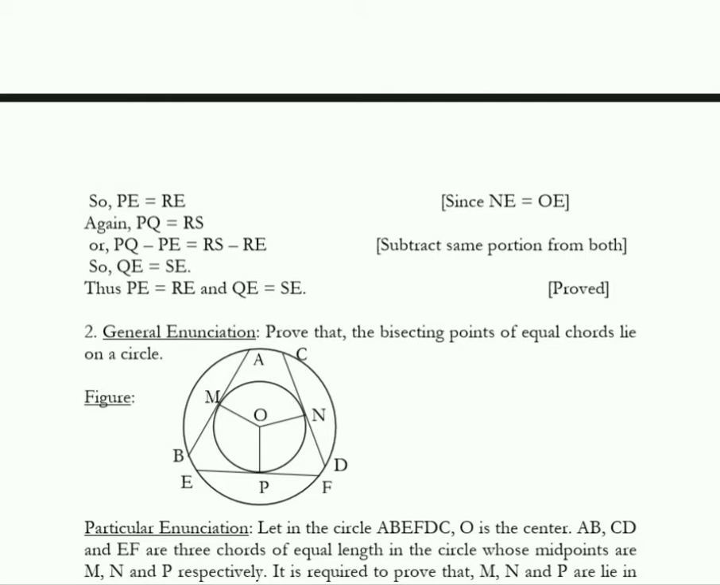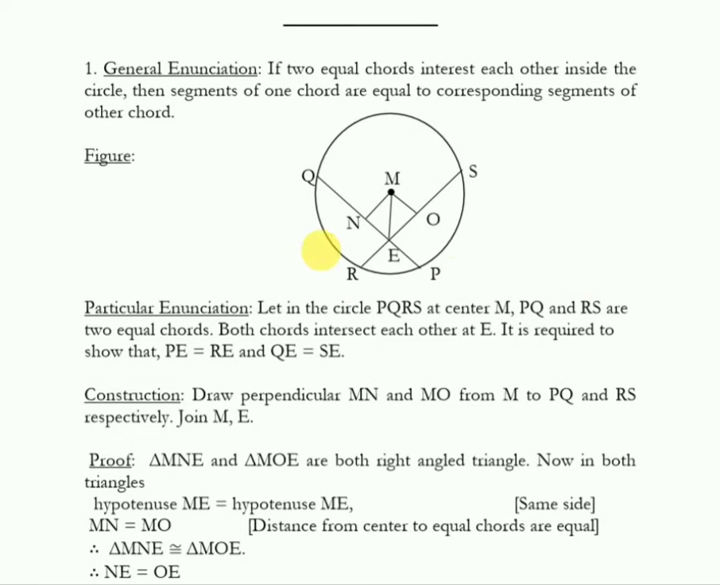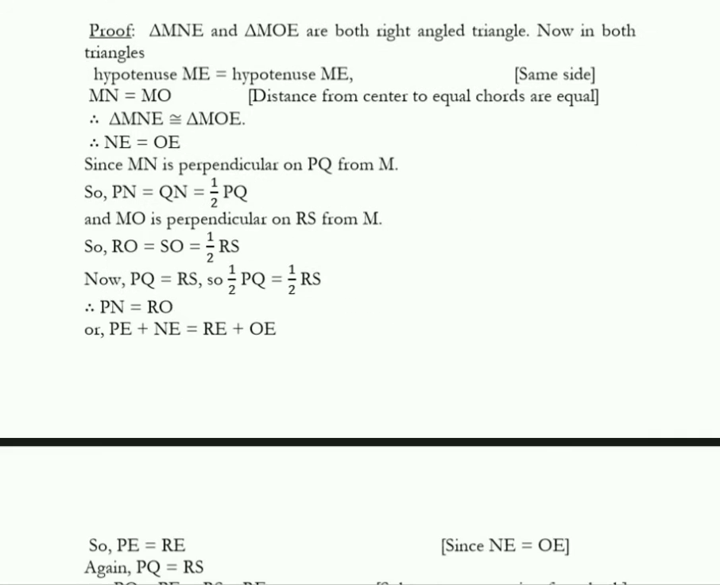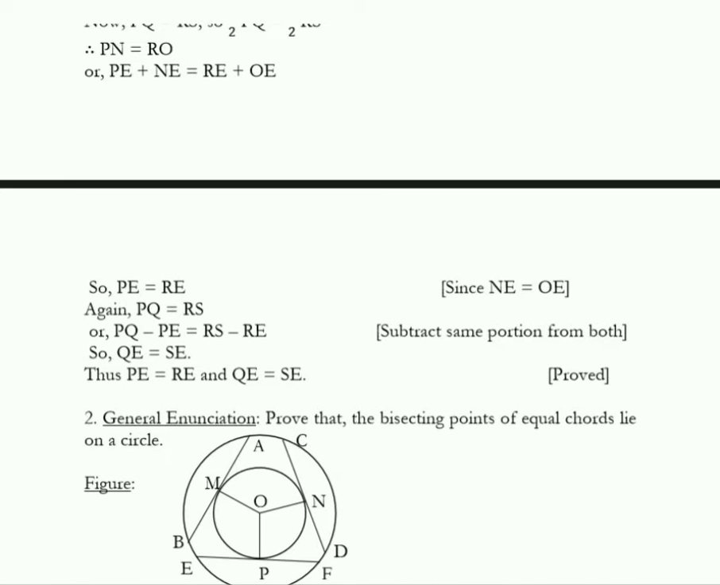আবার আমরা যদি PQ equal to RS যেহেতু জানা আছে, সো আমরা PQ থেকে PE এবং RS থেকে RE বাদ দিয়ে দিই, যেখানে আমরা একটু আগে প্রুফ করেছি PE এবং RE সেম. সো সেম পোর্শন যদি আমরা দুটো থেকেই সাবট্রাক্ট করি তাহলে কি পাবো? PQ থেকে PE চলে গেলে থাকবে QE এবং RS থেকে RE চলে গেলে থাকবে SE. সো এখানে প্রুফ হয়ে গেল QE equal to SE. Thus PE equals RE and QE equals SE.